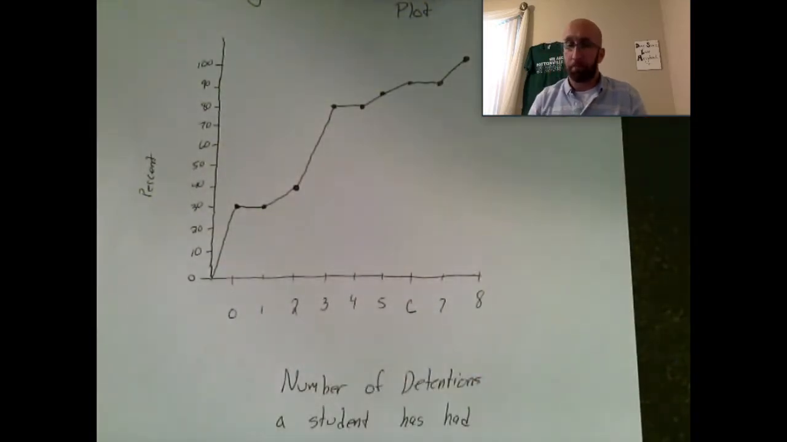So other things to focus on with Ogives, or cumulative relative frequency plots, is you want to look at the slopes here. You want to look at the slopes.